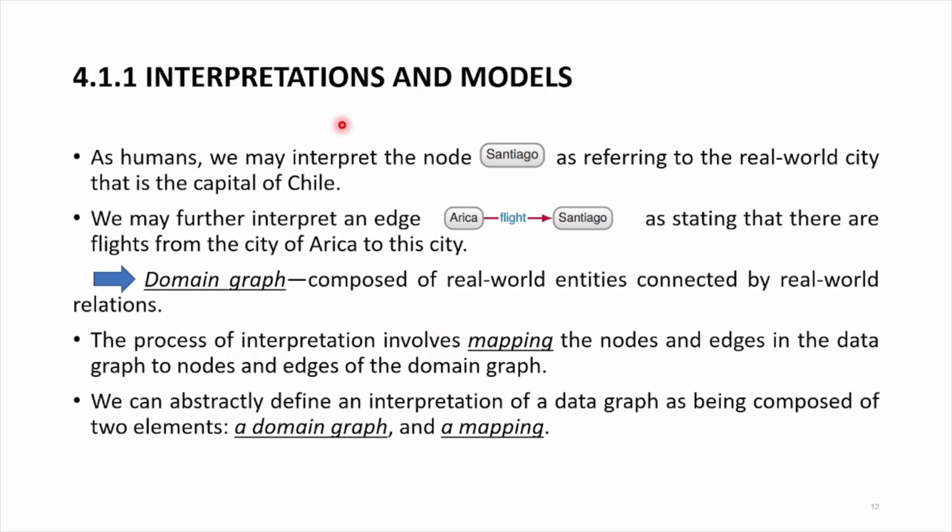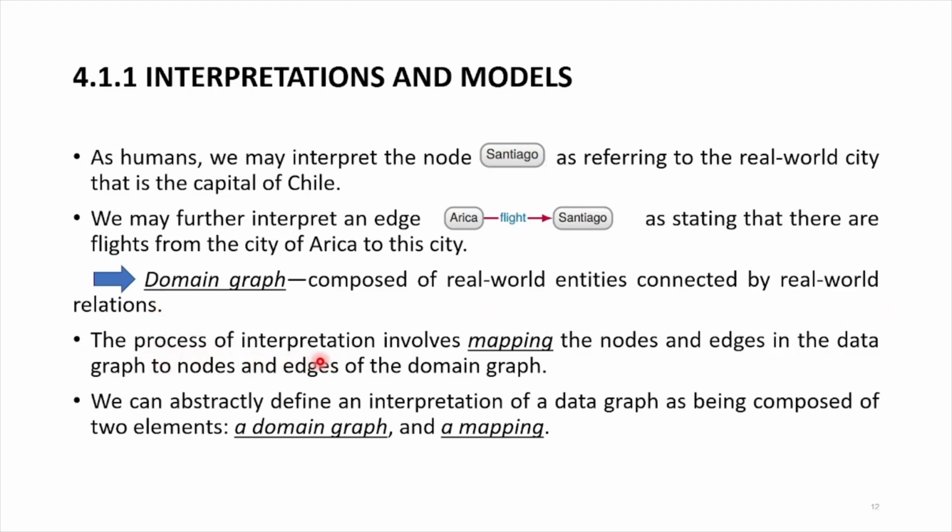Let's talk about interpretations and models. As humans, we may interpret the node San Diego as referring to the real-world city that is the capital of Chile. We may further interpret an edge flight as stating that there are flights from the city of Arica to the city San Diego. We thus interpret the data graph as another graph. What we here call the domain graph. The domain graph is composed of real-world entities connected by real-world relations.